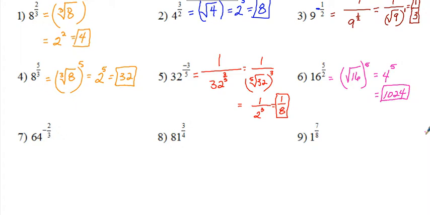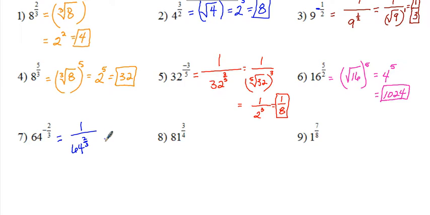Number 7. Think about number 7. Think about what you'll be doing here. Number 7 has a negative exponent, so the first thing you should think about doing is putting this on the bottom of a fraction. Put this on the bottom of a fraction, so 1 over 64 to the positive 2/3.